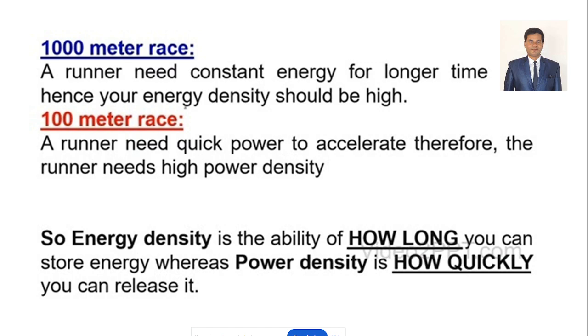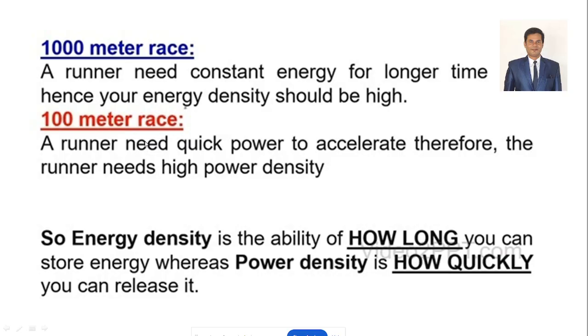So when you talk about the 100 meters, now you see we have one more example, the 100 meter race. A runner needs quick power to accelerate, therefore the runner needs a high power density. Yes or not? If you want to reach the 100 meters in a fraction of a minute, you require high power. Without high power, you cannot reach the destination. It means the delivery of energy should be very high. It should not be constant.